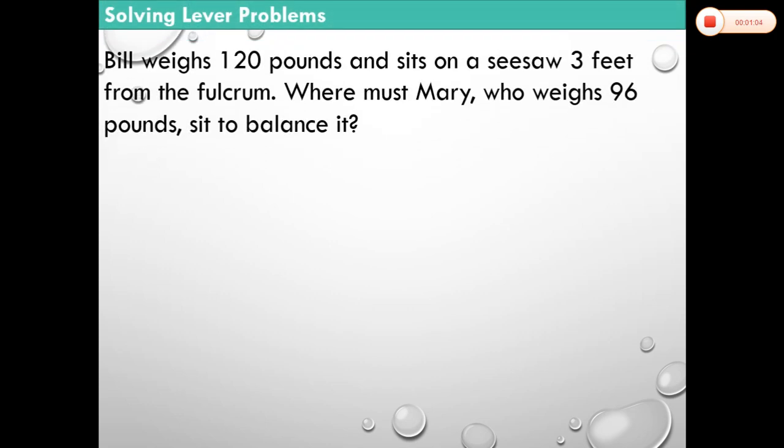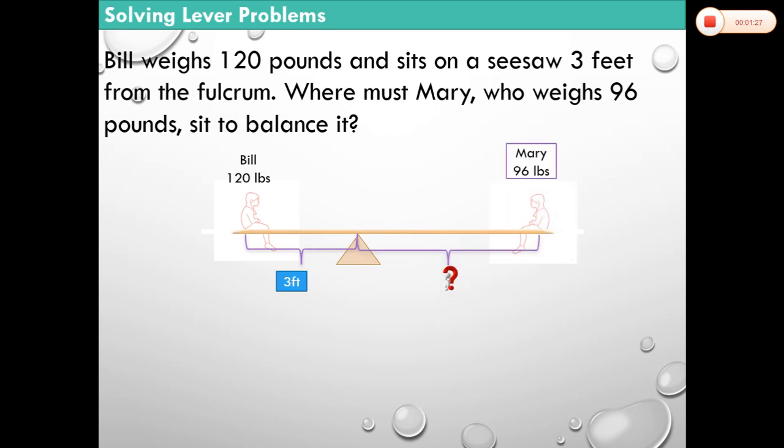Let's proceed with an example. Bill weighs 120 pounds and sits on a seesaw 3 feet from the fulcrum. Where must Mary, who weighs 96 pounds, sit to balance it? Imagine Bill weighing 120 pounds on one end. He is 3 feet from the fulcrum, and Mary, on the other end, is 96 pounds. Where must Mary sit?